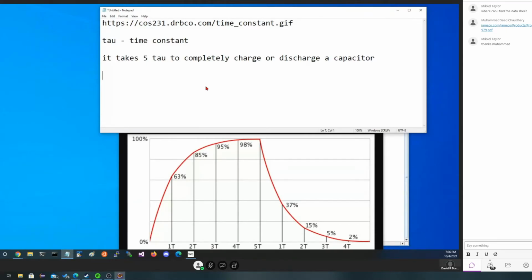So the time constant is equal to the resistance that we're going to be discharging or charging through in ohms times the capacitance in farads, and that will equal 1 tau in seconds. It's sometimes called the RC constant.